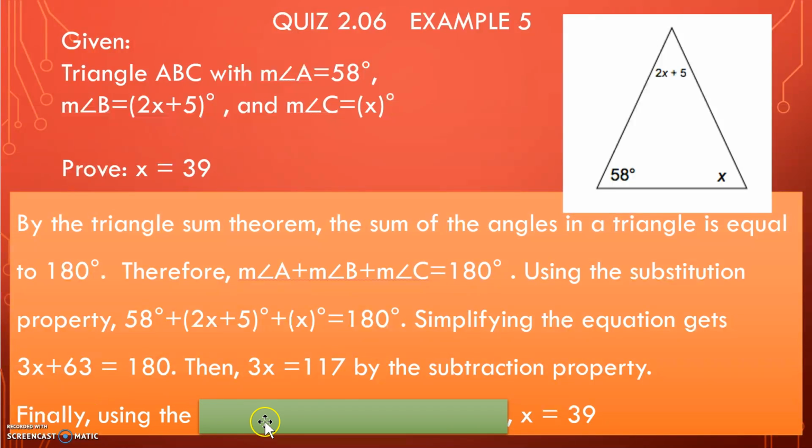Finally, using the blank, x equals 39. So then to finally solve this equation, we had to divide by 3 on both sides. That is the division property of equality.